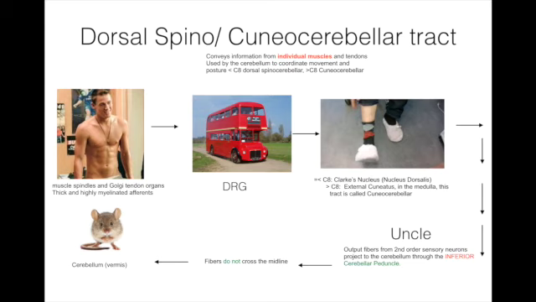Let's go through it. Muscle spindles and Golgi tendon organs to dorsal root ganglion, to Clark's column or external cuneate, to inferior cerebellar peduncle, to cerebellum or vermis.